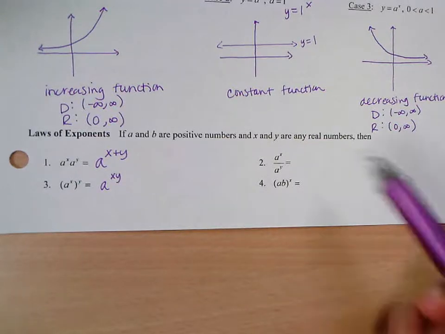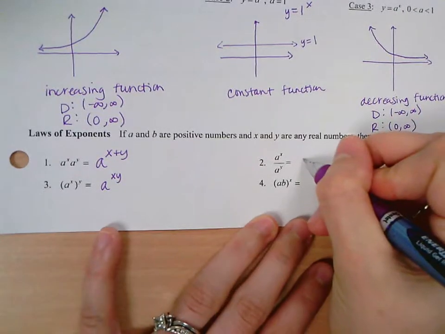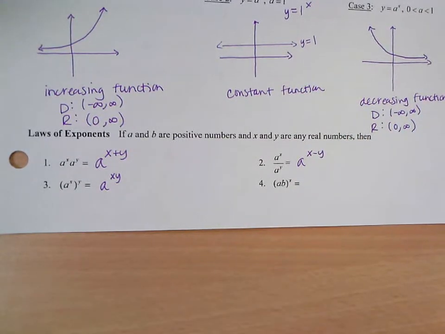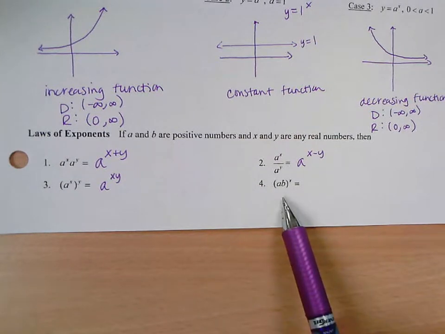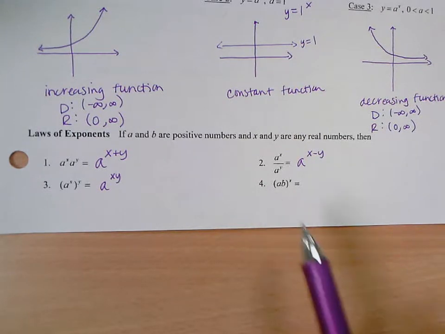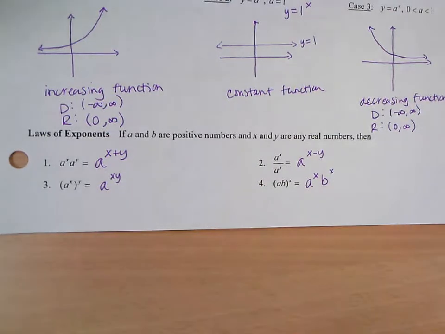What about when you divide powers with the same base? You subtract, so a to the x minus y. And then if you have a product to a power, like ab all to the x, you have a to the x, b to the x, so you can distribute that exponent to all of the bases.